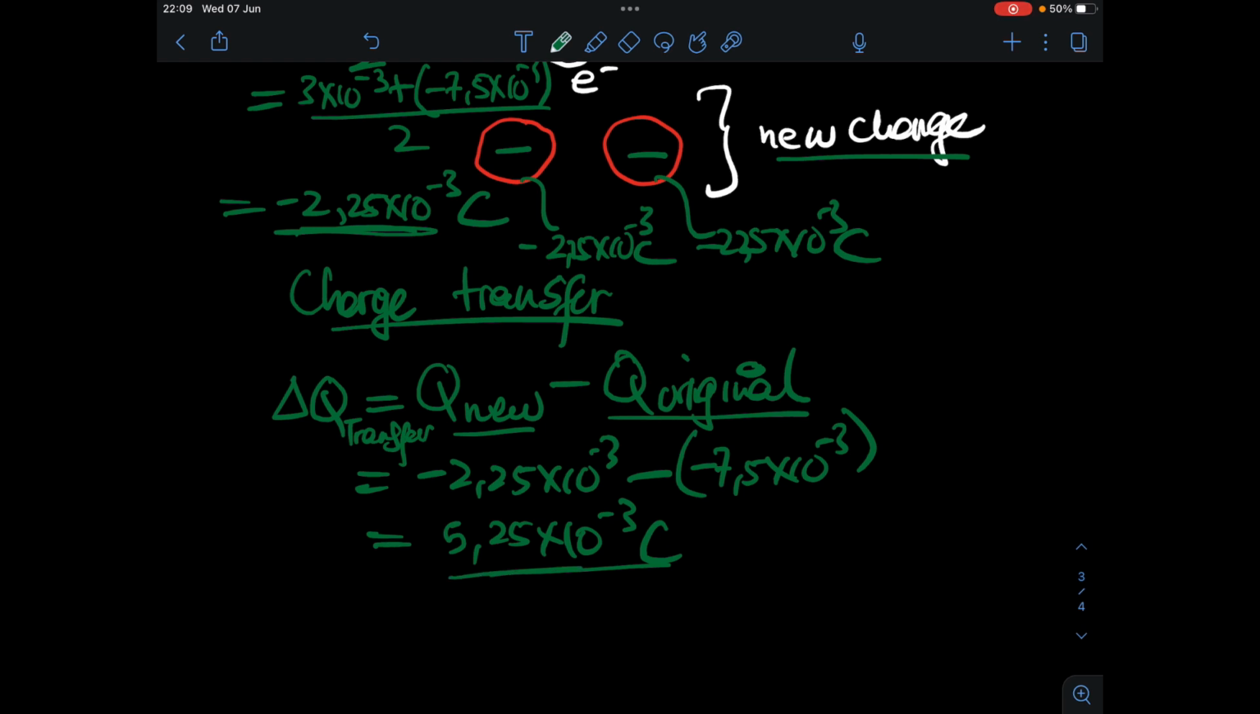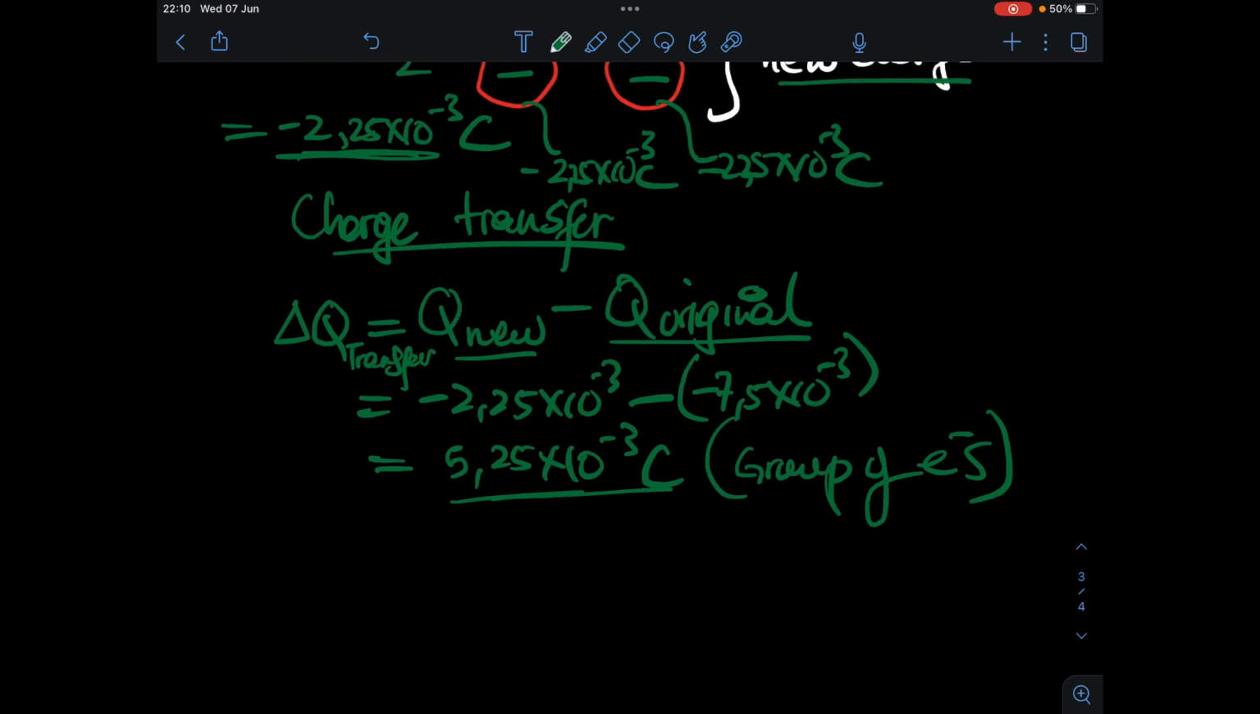So these are the group of electrons that were transferred. Remember, it's electrons that are moving, not charges, not protons. So this is a group of what? Electrons. This is a group of electrons.